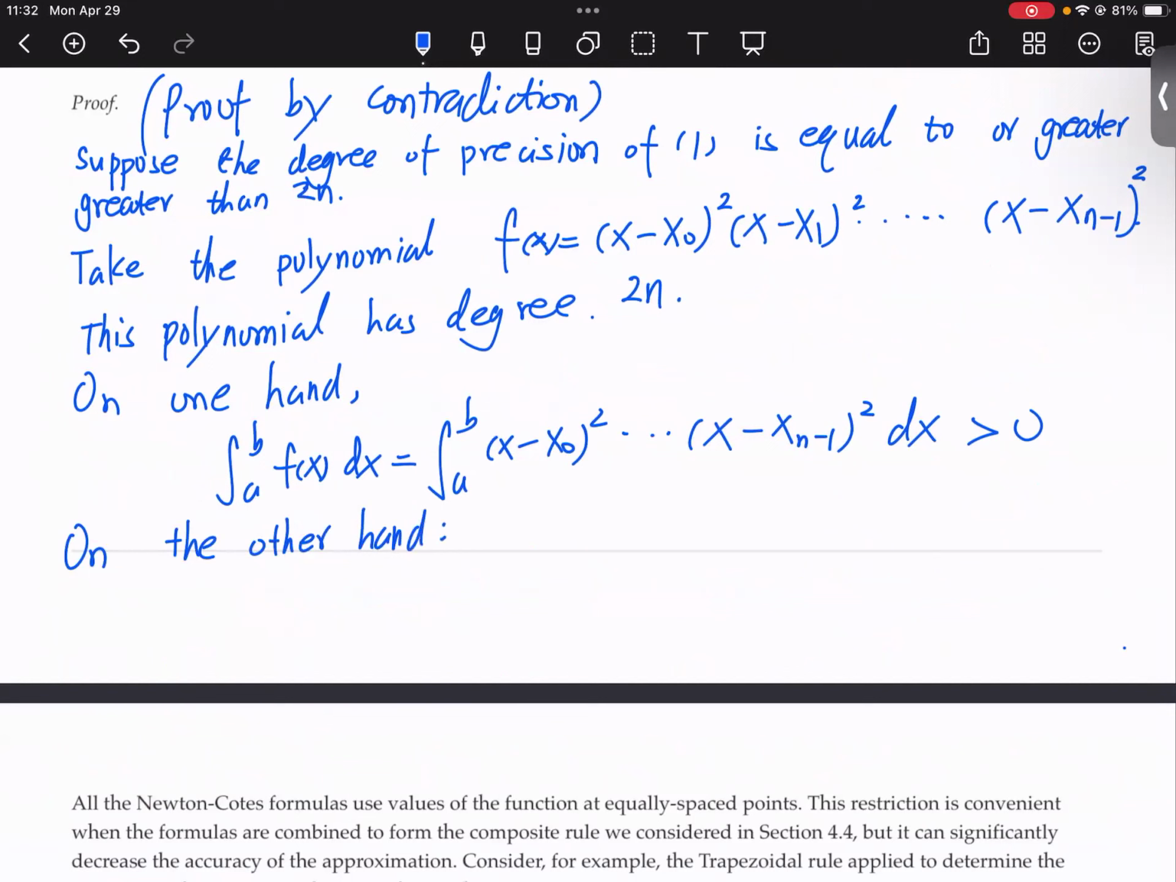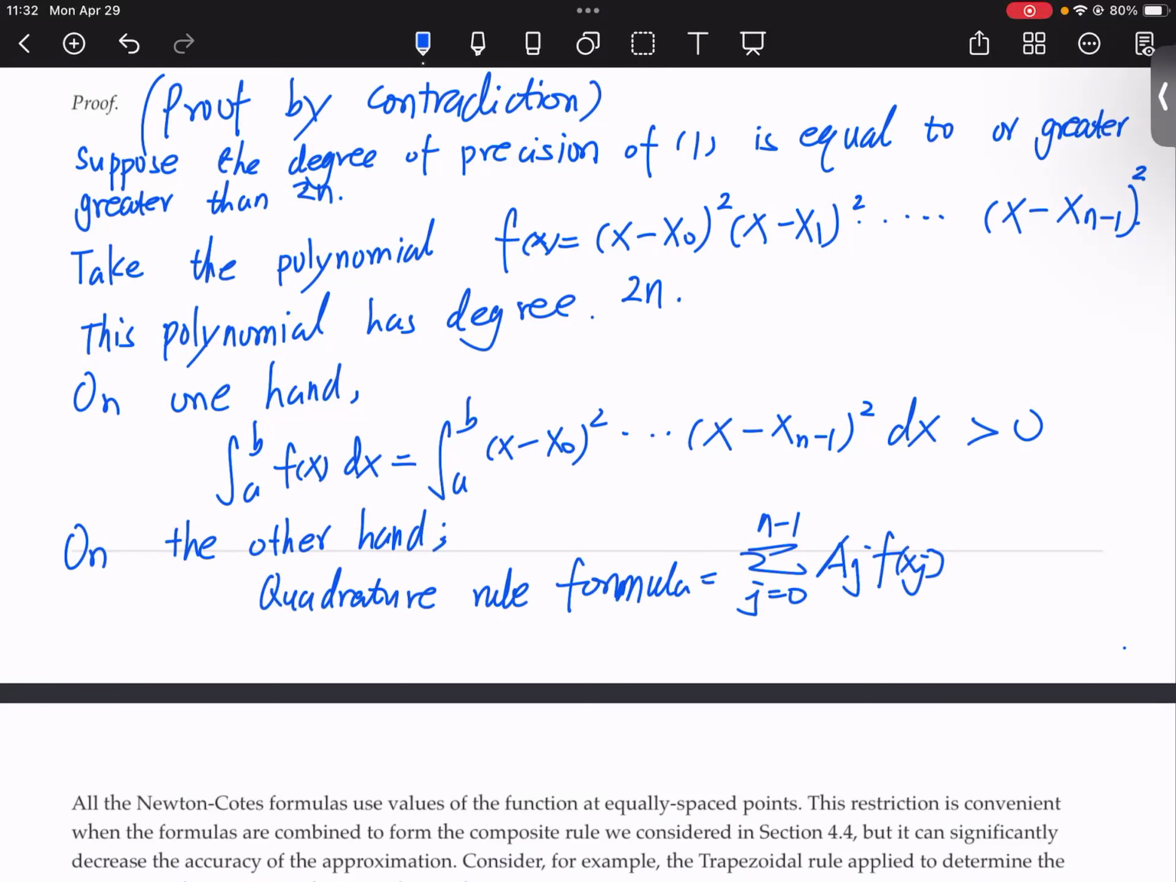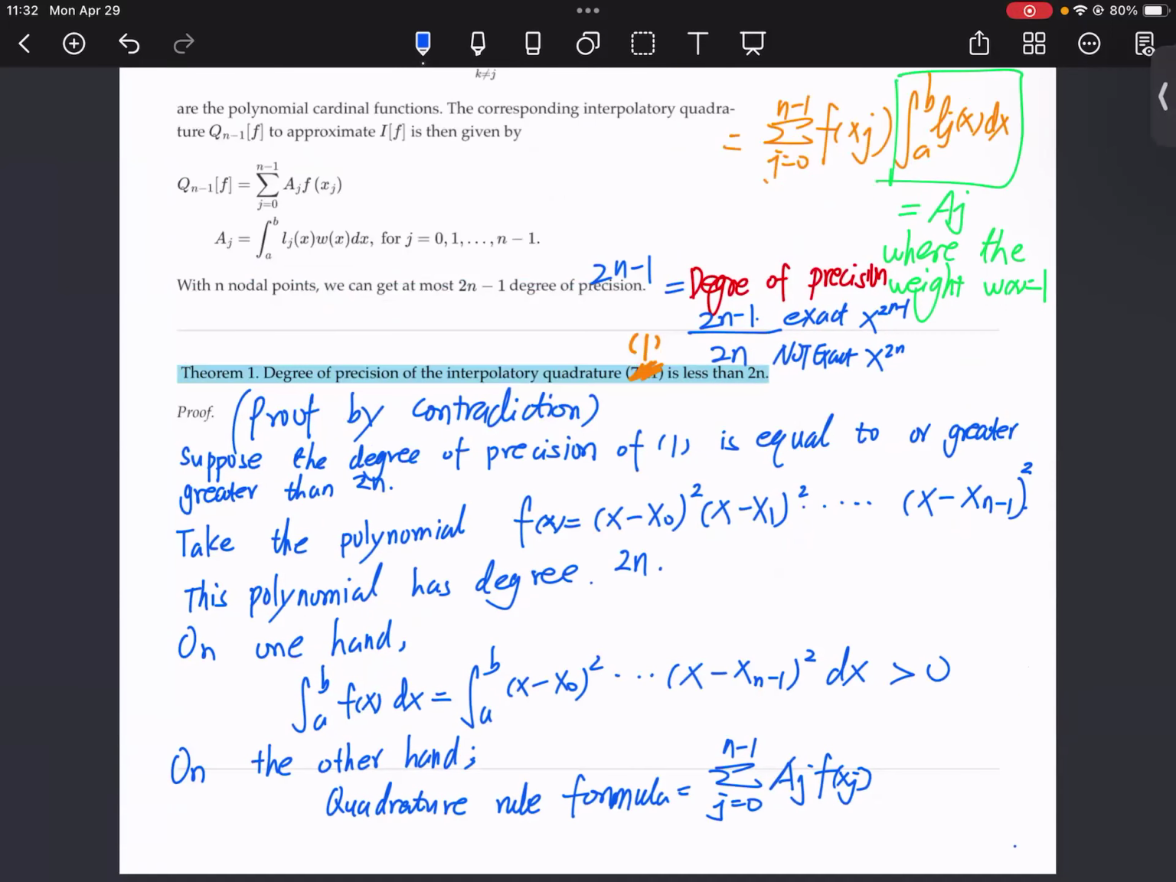We have this. Let's do the calculation. The quadrature rule formula equals sigma, j equals 0 to n minus 1, a_j times f(x_j). This is the thing we have here: the sum from j equals 0 to n minus 1 of f(x_j) a_j, right?